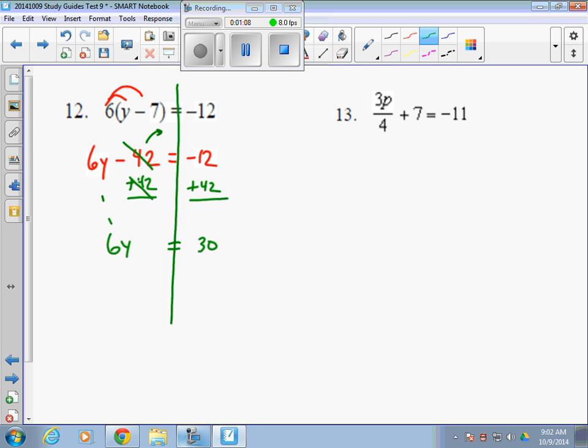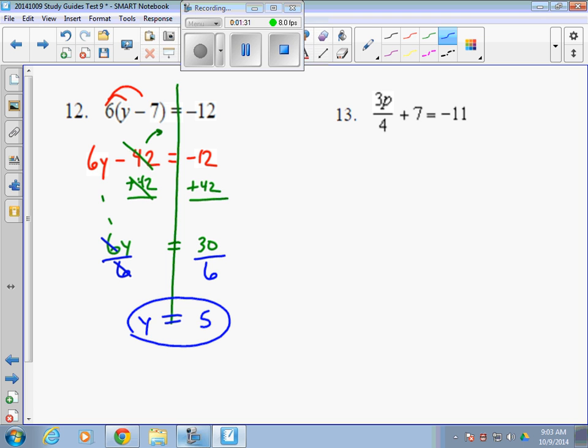After you undid the minus 42, you undo multiplication and division next. So undo 6 times something by dividing by 6. If you do it to the left, again, do it to the right. 30 divided by 6 is the number 5, and 6 divided by 6 cancels itself out. Y's value, therefore, is 5.